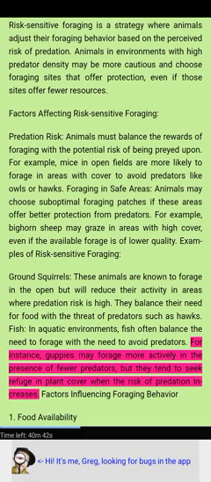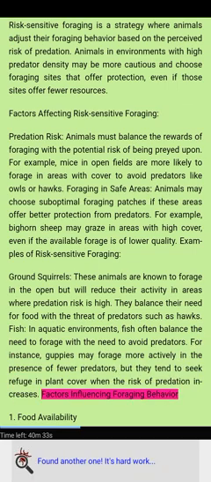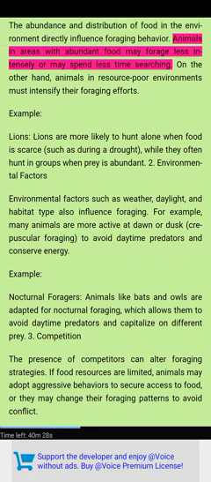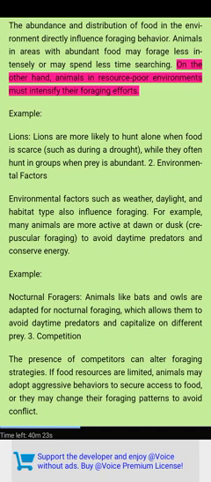For instance, guppies may forage more actively in the presence of fewer predators, but they tend to seek refuge in plant cover when the risk of predation increases. Factors influencing foraging behavior. 1. Food availability. The abundance and distribution of food in the environment directly influence foraging behavior. Animals in areas with abundant food may forage less intensely or may spend less time searching.